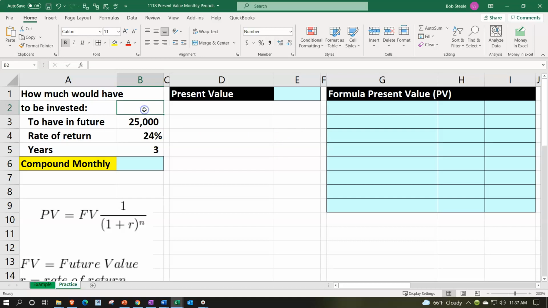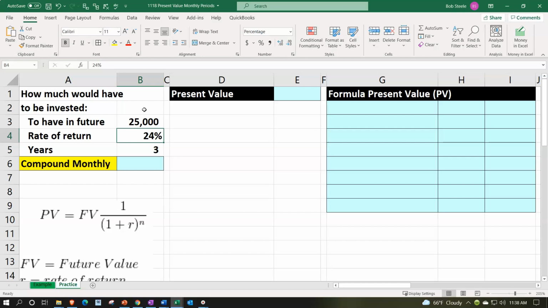The question says, how much would we have to invest to have in the future 25,000, rate of return 24%, years 3 years, but this time not compounding yearly, but rather compounding monthly. So we want to have in the future 25,000. 24% is the rate of return. That then is the yearly rate of return, not the monthly rate of return. When we look at the tables, you'll be able to determine why we picked 24%.